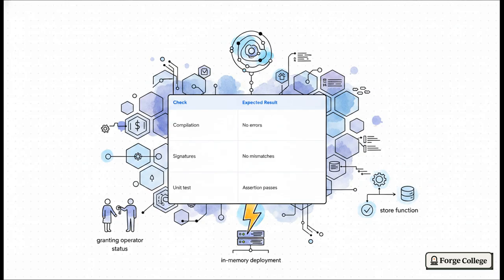First, we run npx hardhat compile or forge build. The expected result, 0 compiler errors. Boom. Second, we verify our interface signatures, which means absolutely no typo error or override mismatch messages. Finally, we run a minimal unit test. We deploy our contracts in memory, grant operator status, call our store function, and assert that reading it back gives us the exact correct value. If all 3 of these diagnostic checks pass, congratulations, you have successfully built a functioning, modular smart contract system.